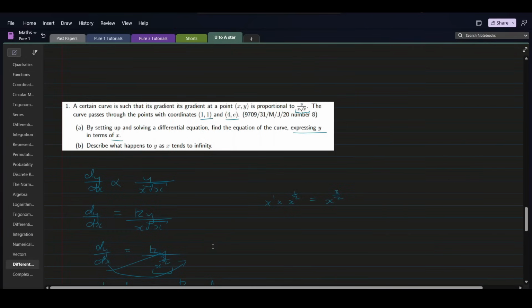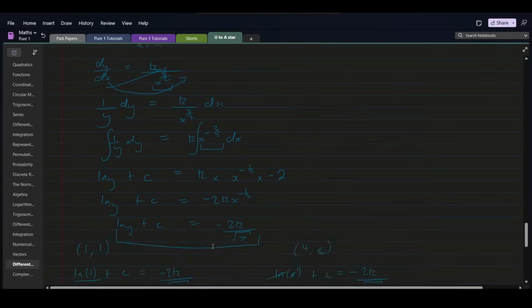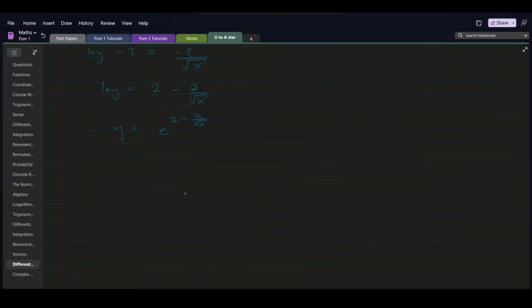Part B. Describe what happens to y as x tends to infinity. So if we look at the equation of our curve, let's just rewrite it. Y is equal to e to the 2 minus 2 over root x. We have this section over here, that is 2 over root x. That's the part that contains x. And we're required to find out what happens to y as x approaches infinity. So this would be 2 over root infinity. So root infinity is a very large number.